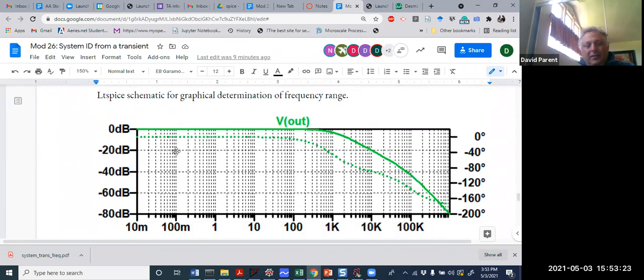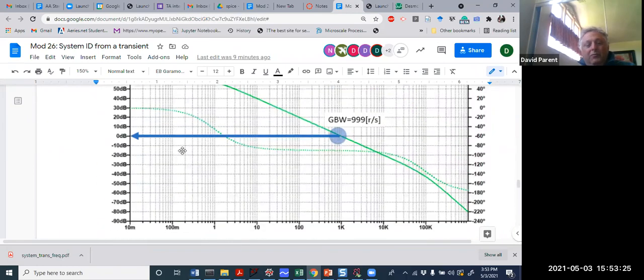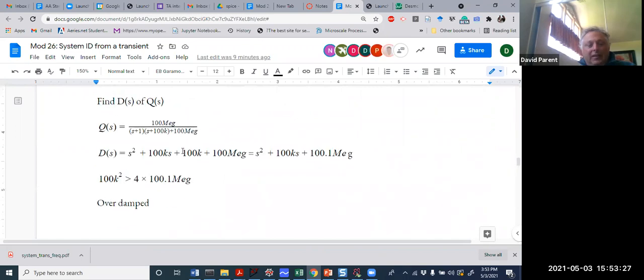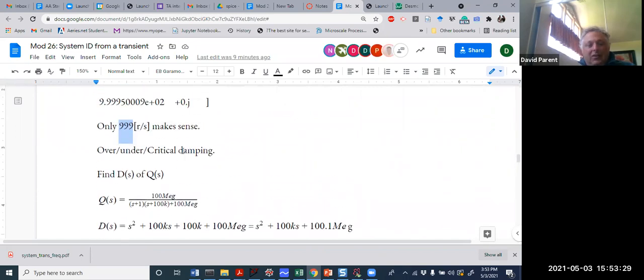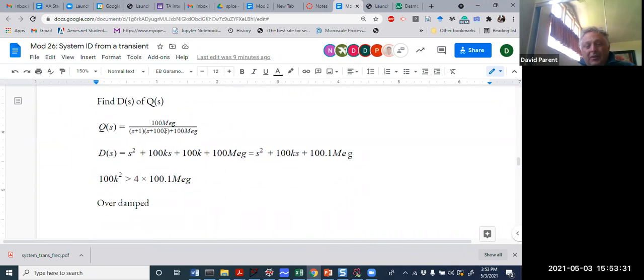All right. Now then, what is the over, under, or critically damped? Well, you take the denominator of Q of S, multiply everything out and then use the quadratic equation, and you see that 100K squared is greater than 4 times 100.1 meg. So it's overdamped.